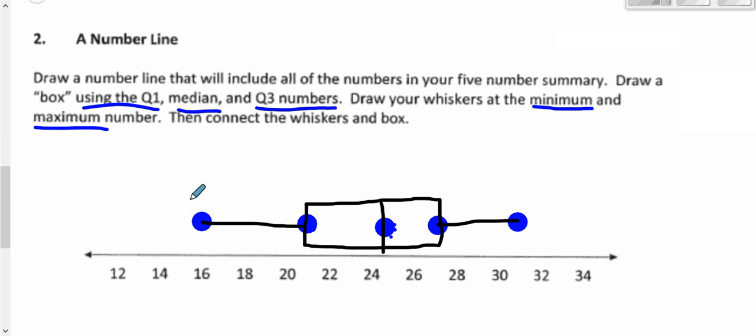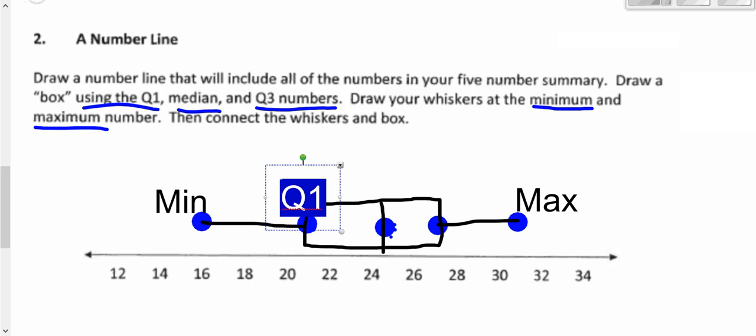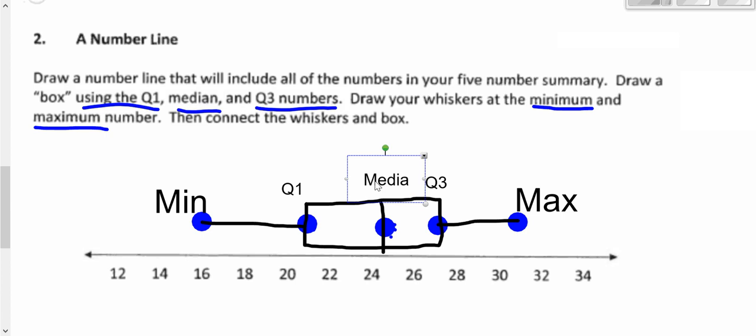So this shows us 5 numbers that we need to know about our data. If I wanted to label this to remind myself what each one of these dots truly means, I could. This would be my minimum. This would be my max. Right here is Q1. Okay, and then over here, I have Q3. And then my very last point here in the middle, well, we know the median is always in the middle. So if I wanted to label my box and whiskers, this is how I would label it.